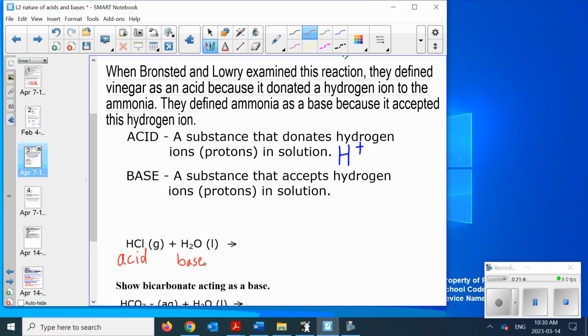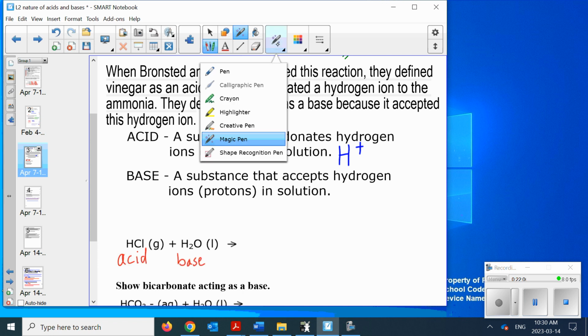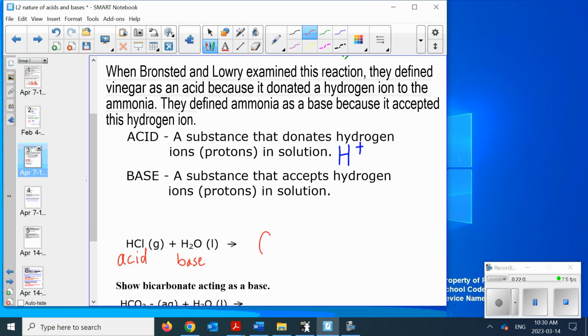Now, the job of an acid is it donates hydrogen ions. So it's going to donate the H plus. If HCl loses the H plus, all that's left behind is the Cl minus. So that's what I'm going to write down. This is in water, so it's going to be aqueous.